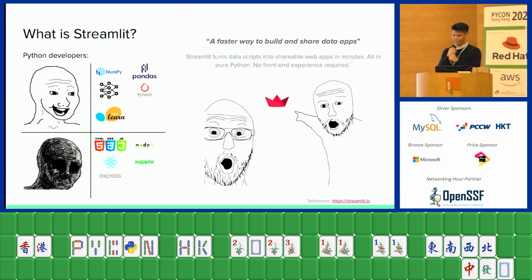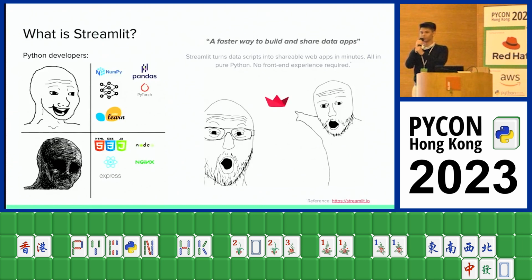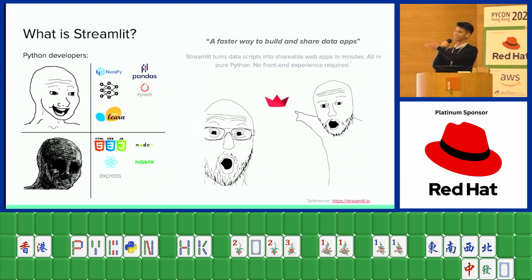So one day I came across the library Streamlit. It claims to be a faster way to build and share data apps, and it could turn data scripts into shareable web apps in minutes, all in pure Python, and no front-end experience required. So this immediately caught my attention, and I decided I needed to dig deeper into it to see if these buzzwords are what it really claims to be.